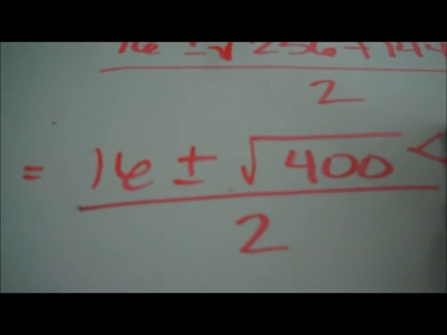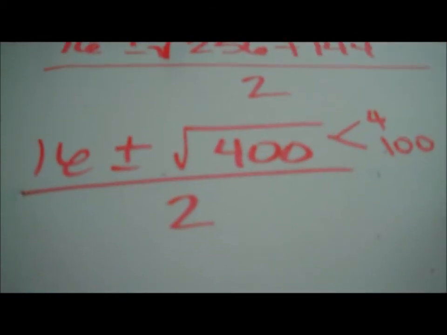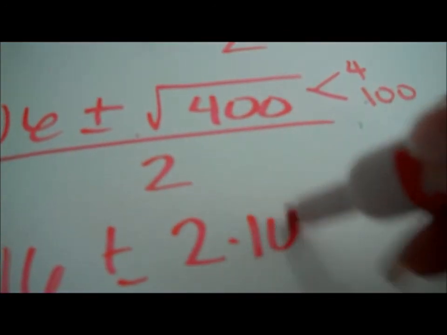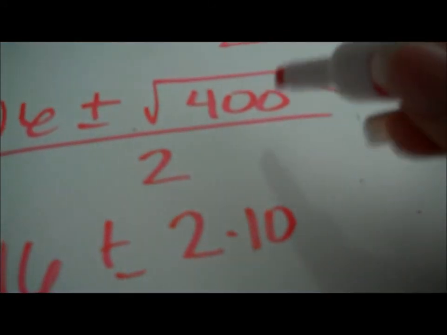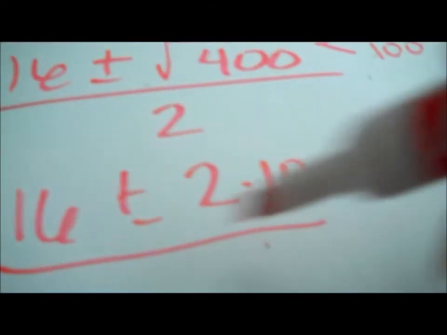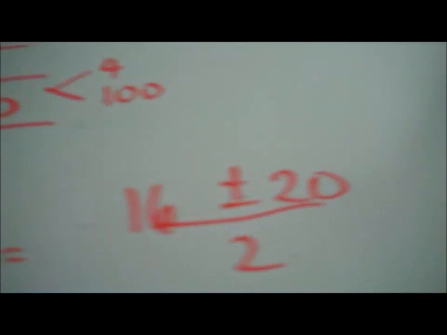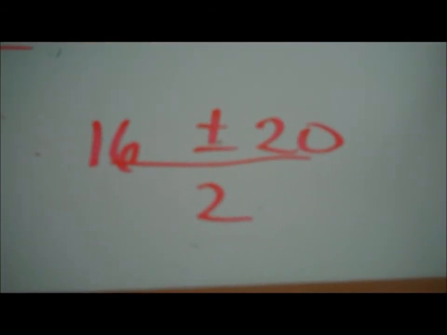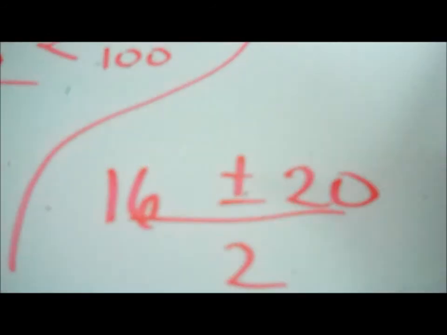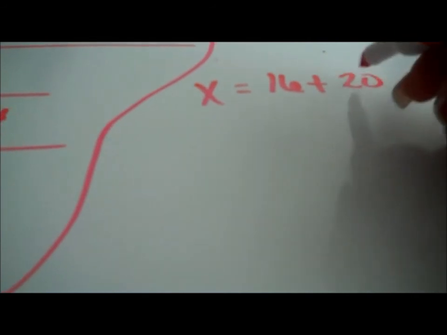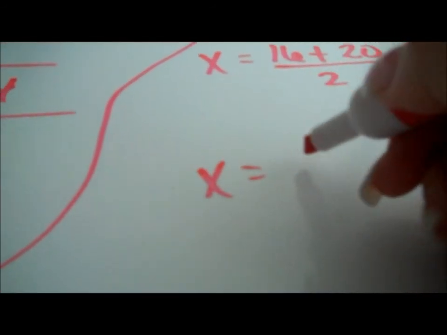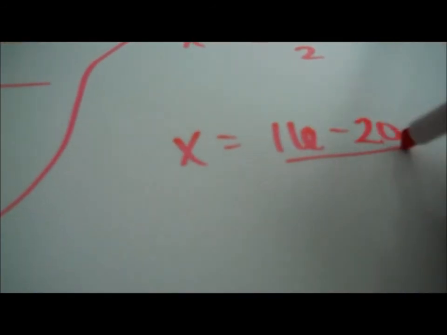I can break 400 up into 4 times 100, which are both perfect squares. So a 2 will come out, and a 10 will come out. Or you could just think of this as 20 times 20, divided by 2. So it's going to look like 16 plus or minus 20 over 2. I need to figure out which one of these values will work for us. So I set them up into two separate equations. I get x equals 16 plus 20 over 2, or 16 minus 20 over 2.